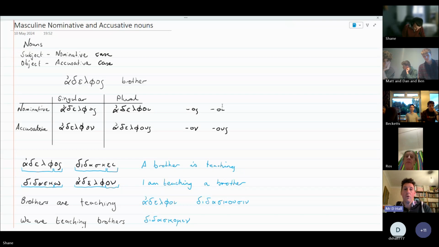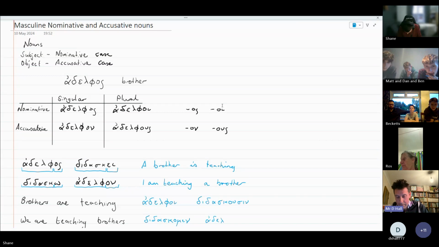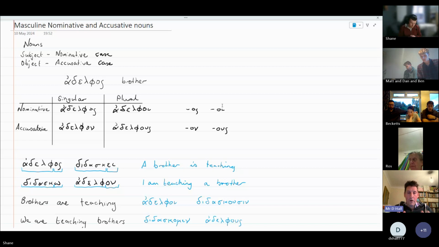We're going to describe who we're teaching. We're teaching brothers. Okay, so we're just going to take the plural of our brothers because it's in the accusative now. It's the object of our sentence. So we're going to have adelphous. Okay, so the basics of a sentence, just at this stage, is that we have a subject, we have an object, and we have a verb.